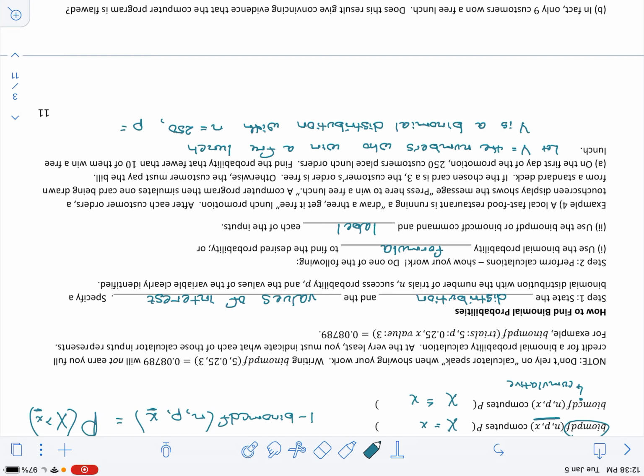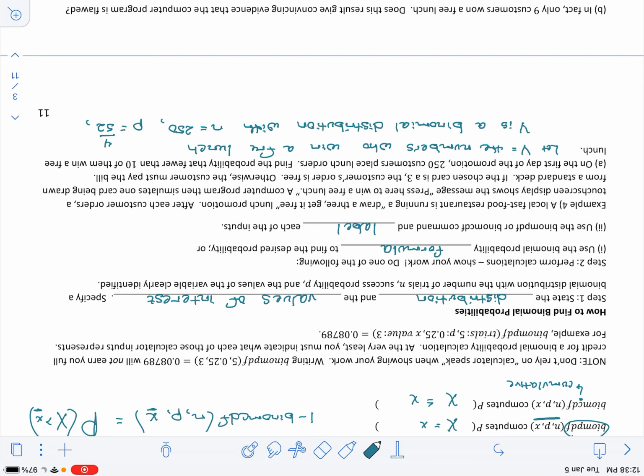I need the probability of success, and again, this is from a deck of cards. There are 52 cards in a standard deck, and it says if the card is a 3, there are 4 3s in a deck of cards. The 3 of hearts, 3 of spades, 3 of diamonds, 3 of clubs. So 4 out of 52.